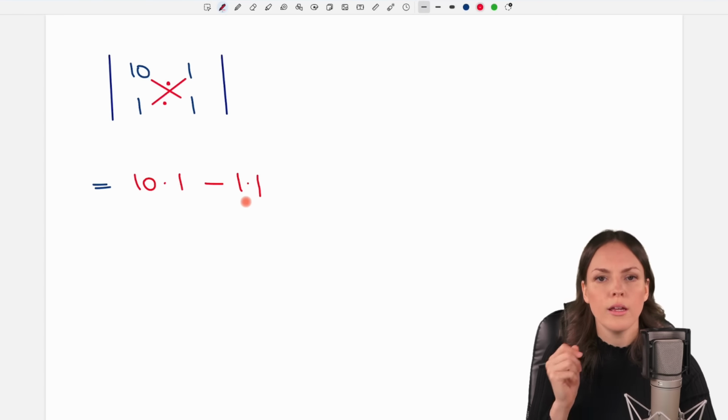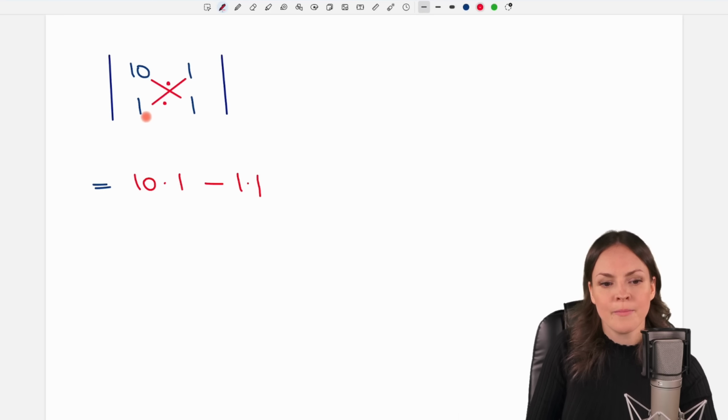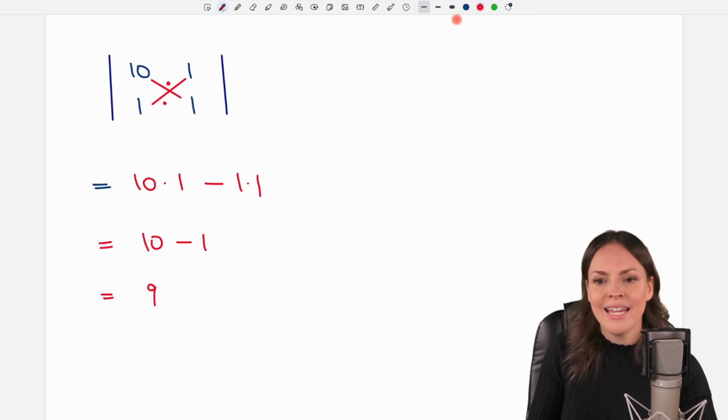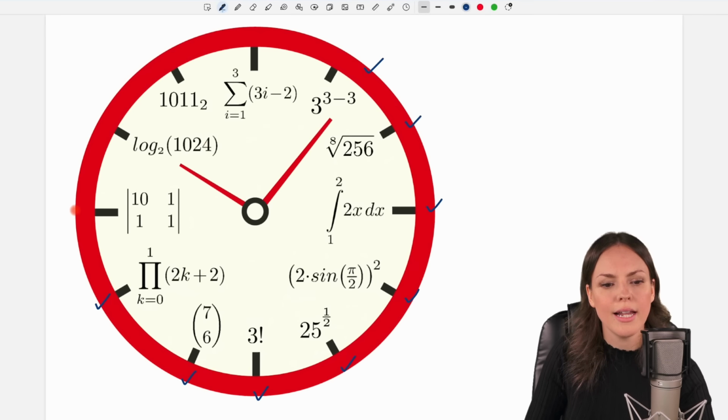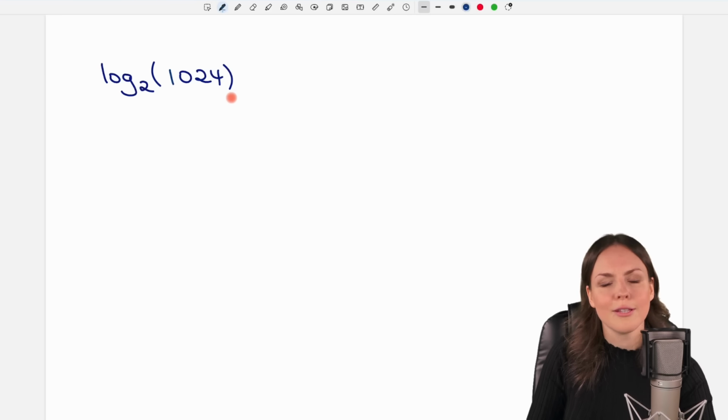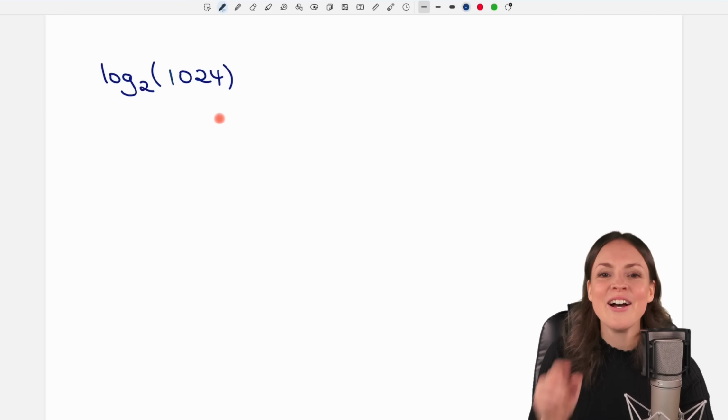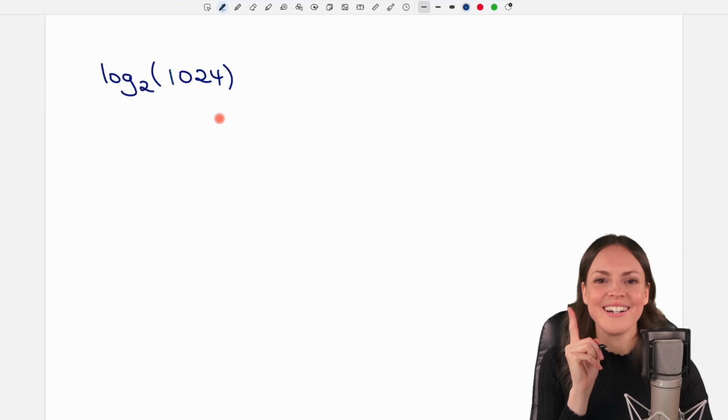This is the rule if you always want to find the determinant of a 2 by 2 matrix. Let's calculate this. 10 times 1 equals 10. We subtract 1, and 10 minus 1 equals 9. And this was our 9 o'clock. 10 o'clock, the logarithm. People usually love the logarithm, or not. But if the numbers are nice, it's easy to calculate in your head, actually.